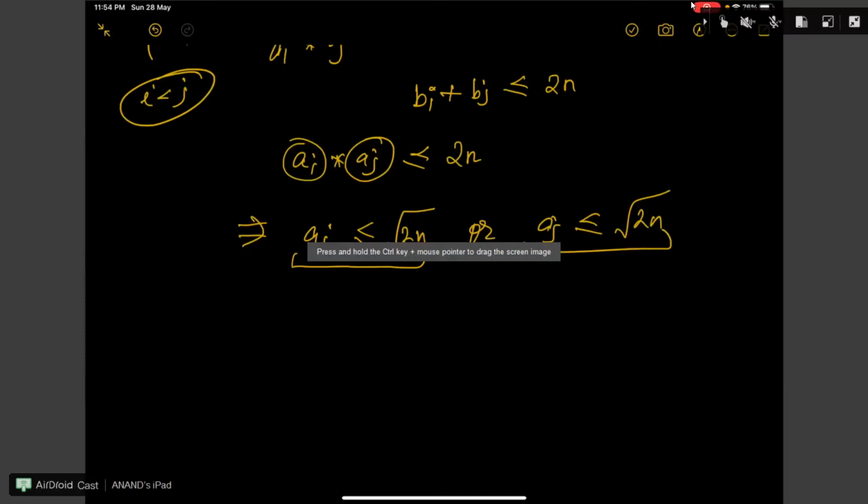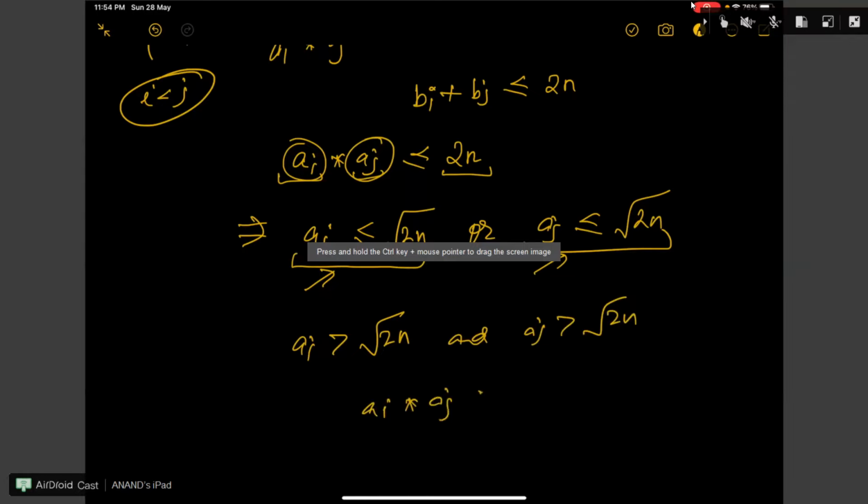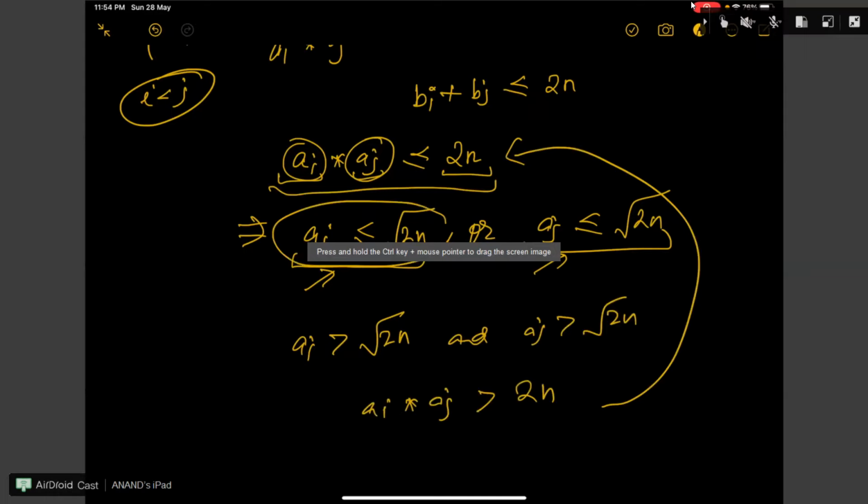Okay, 1 minute. See, if ai times aj is less than or equal to 2n, then definitely this or this will hold true. Either ai will be less than this or aj will be less than this, because otherwise ai will be greater than square root of 2n, and aj will also be greater than square root of 2n. So if you multiply ai and aj, they will become greater than 2n, but obviously this contradicts this. So that's why I told, if this is the case, then either this will be true or this will be true. That is, one of ai or aj must be less than or equal to square root of 2n. I hope this is clear.